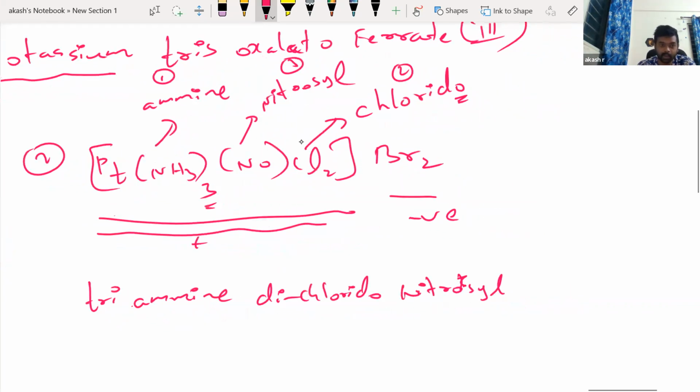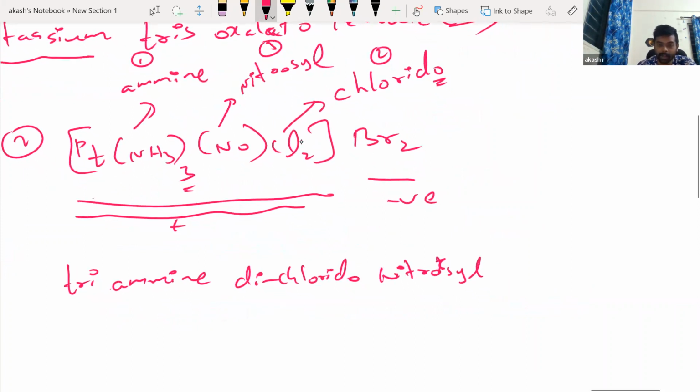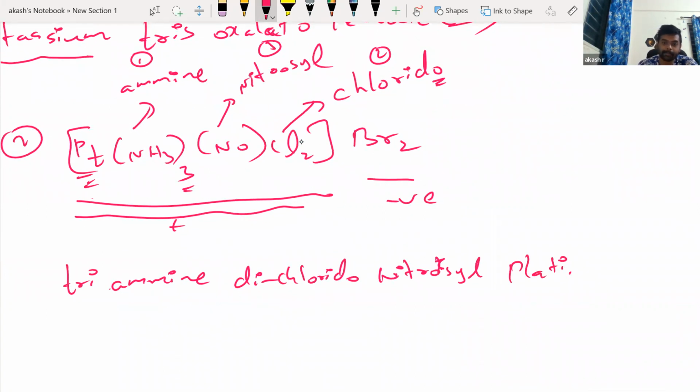Then it is platinum. Right? Then Pt is what? The center metal atom is platinum, right? And we have to calculate the charge. We have to calculate the oxidation number. For that, you can easily understand that Br2 means what? We have 2 Br minus, right? So obviously this should be 2 plus, right? This should be 2 plus, is it not? Right? So now let us calculate the oxidation number.